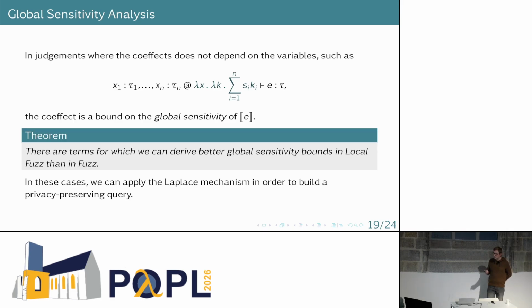What we showed with specific examples is that it's not uncommon for the bounds on global sensitivity to be better than the ones we obtain in Fuzz. So being able to first talk about local sensitivity, to talk about some compensation stuff, allows you to at the end use standard techniques such as the Laplace mechanism, but with less noise, which means more accuracy for the same privacy guarantee.